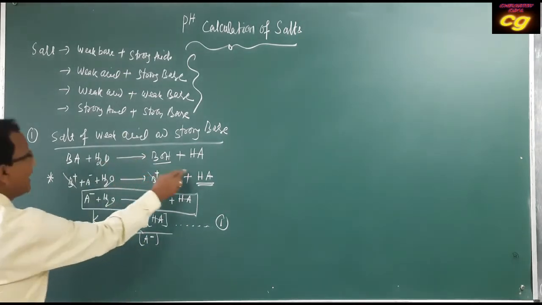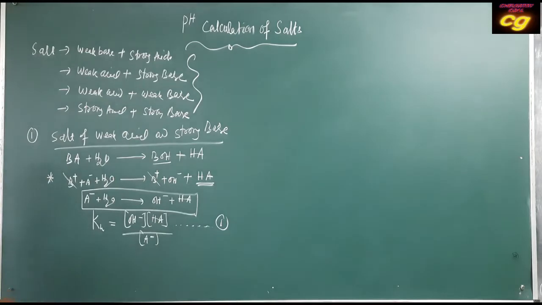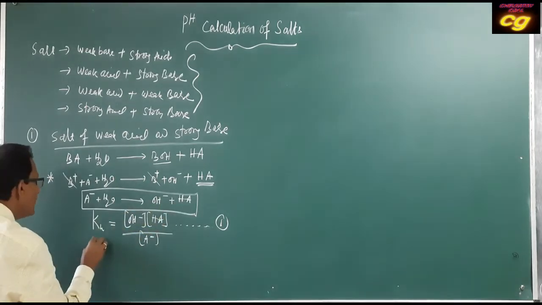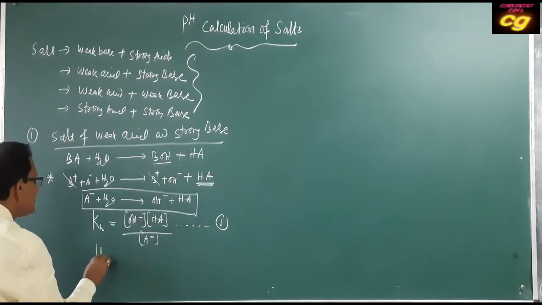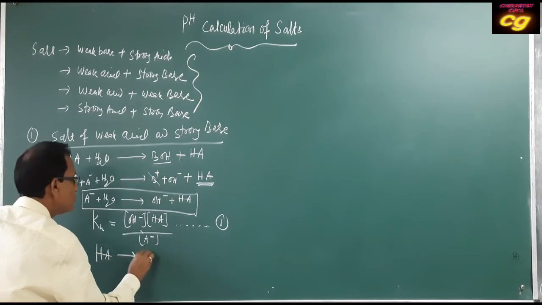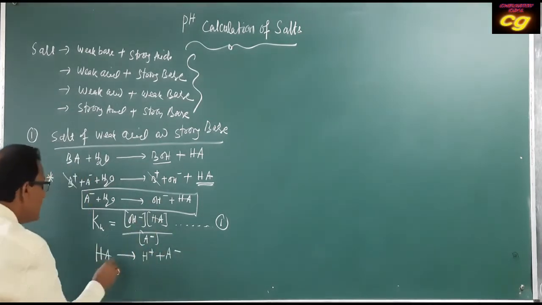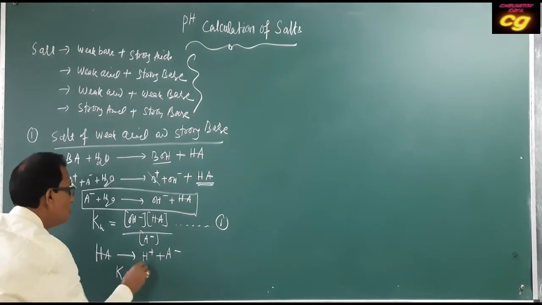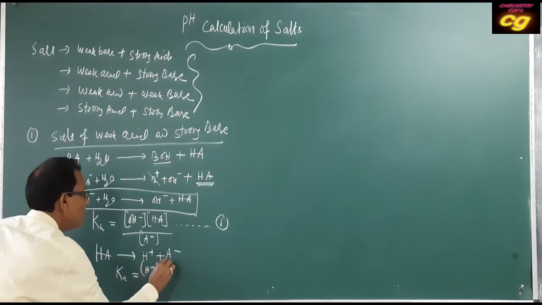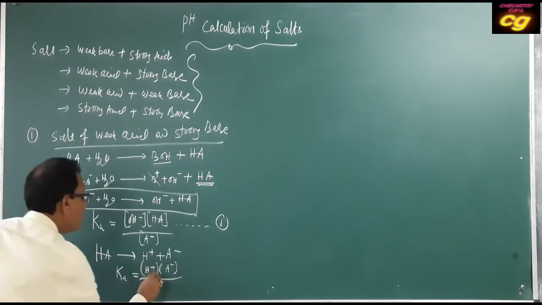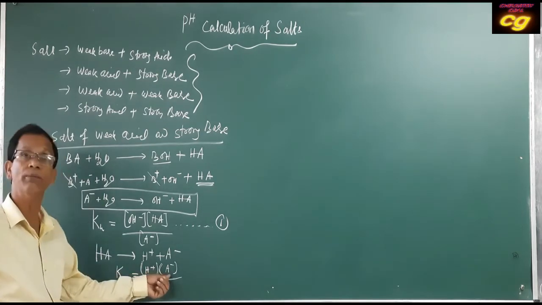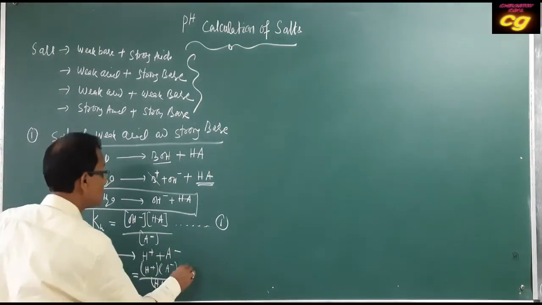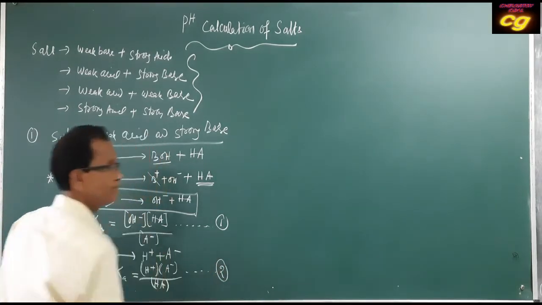But we know the acid is weakly dissociated. You can write that HA, the weak acid, when it dissociates produces H plus and A minus, and the value of Ka is equal to H plus concentration into A minus concentration upon HA. This expression we already discussed in the previous class. So Ka is equal to H plus into A minus upon HA. Let this be equation 2.